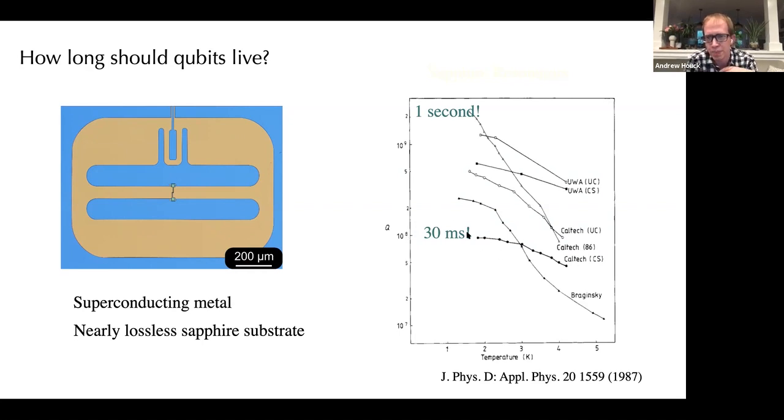If you dig up the literature from the 80s and look at loss tangents in sapphire, you can see that even in the worst crystals people measured at low temperature, you can make Qs of like 10 to the 8th, which would be like a 30 millisecond lifetime. And in the better crystals people have made, you can get up to a second. This is orders of magnitude better than the best qubit ever made.